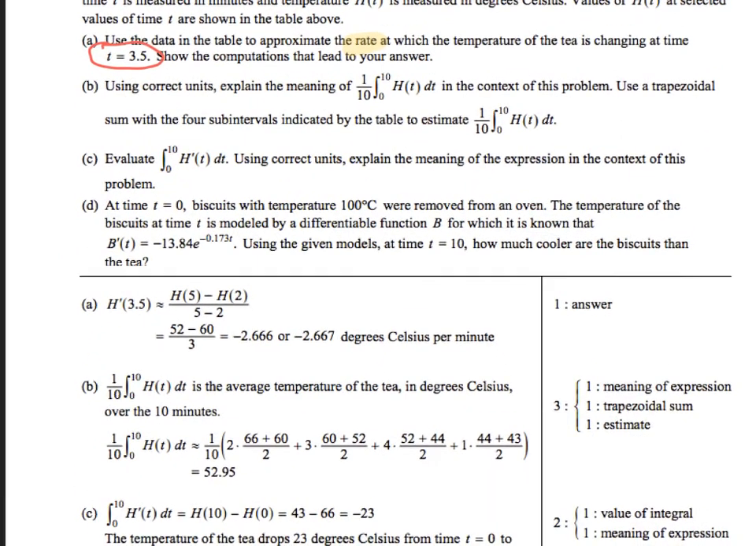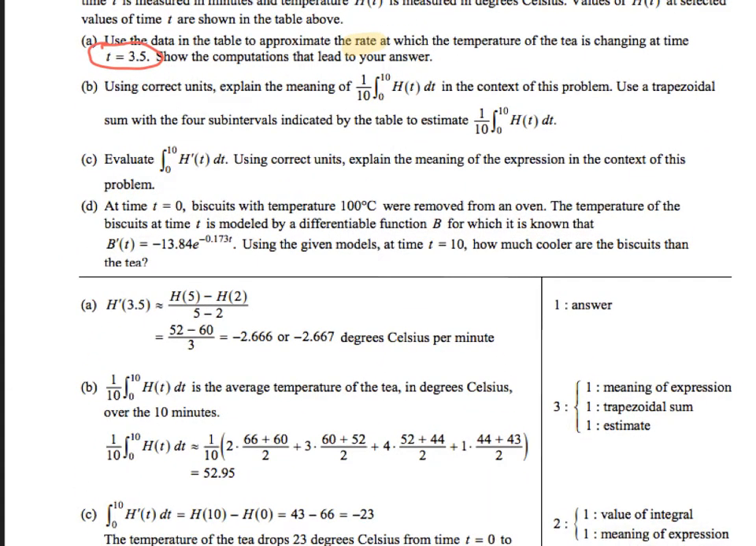Here we are. So h prime of 3.5 is approximated by taking the slope of the secant line, which is h of 5 minus h of 2 over 5 minus 2. Doing the math there and getting the data from the chart, we end up with a value of negative 2.666 or negative 2.667. Quick reminder here, have to be accurate to 3 decimal places.